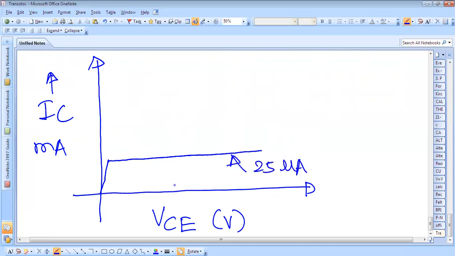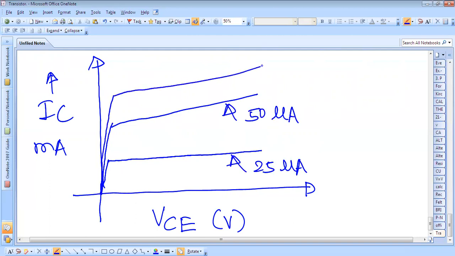Second, we have taken for 50 microampere. So for 50 microampere your diagram will be like this. And for 75 microampere the characteristics will be like this. So this is for 75 microampere. This is the output characteristics, the characteristic between the output current and output voltage keeping the input current constant.